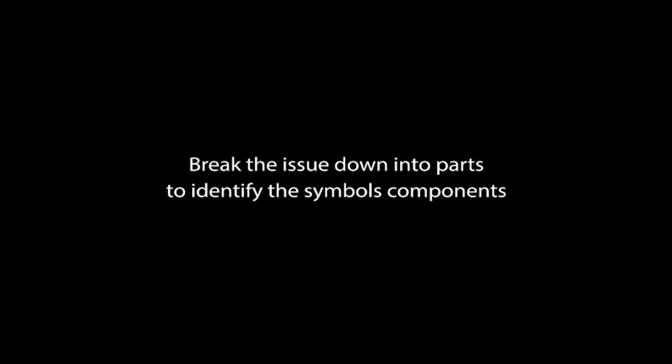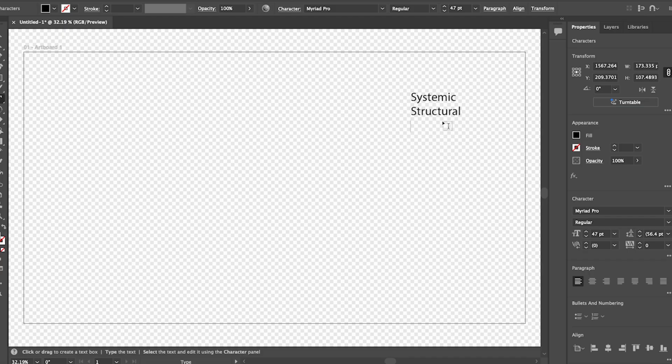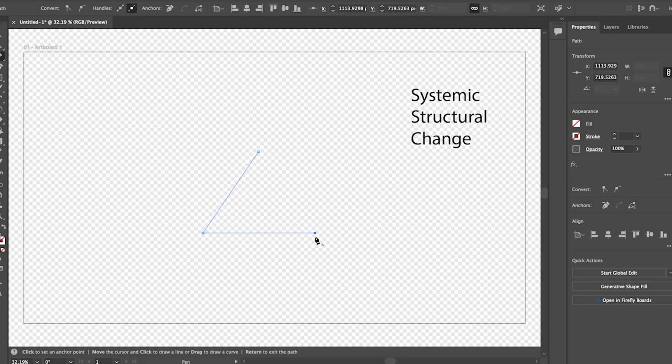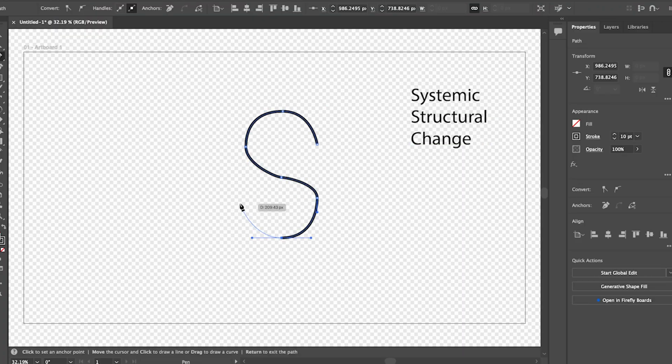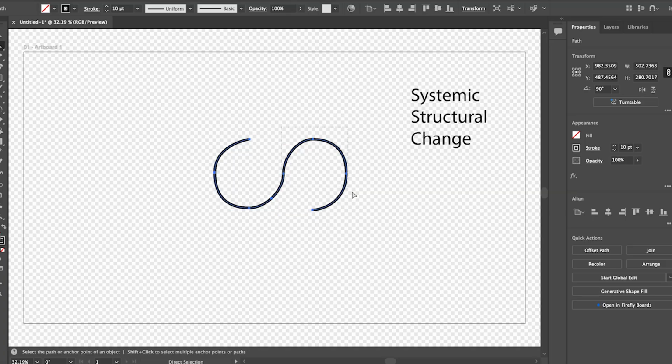Step 1. Break the issue down into parts to identify the symbol's components. The symbol needed a component that represented systemic and structural change of our current economic system. I could have used the delta for change, but wanted something that represented systemic and structural change. Obvious answer, the letter S. The S can be used for systemic and structural, and if you really want to use your imagination, you can get a C out of each side of the S.